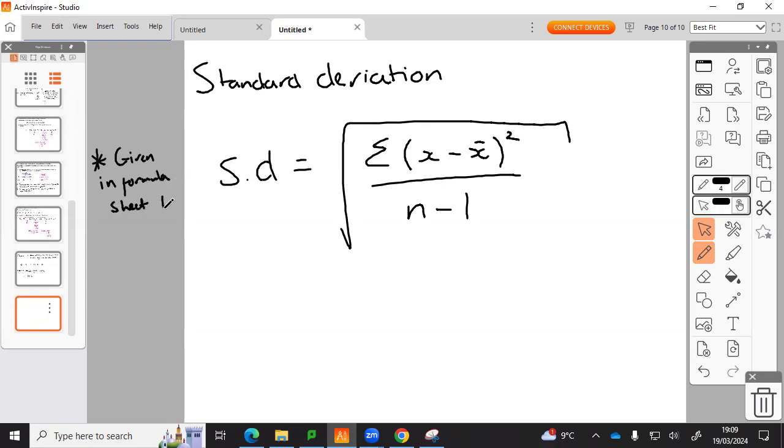Was that wee line meant to be there across, like above the second X? Yep. Okay.